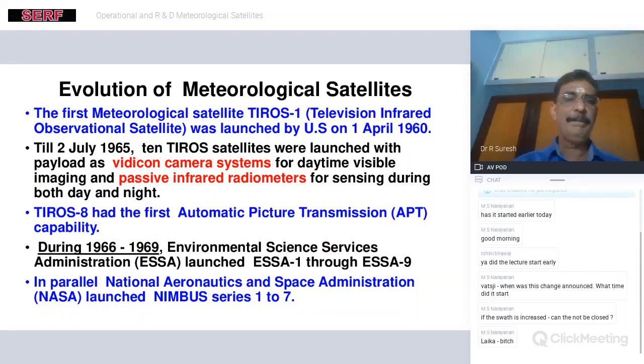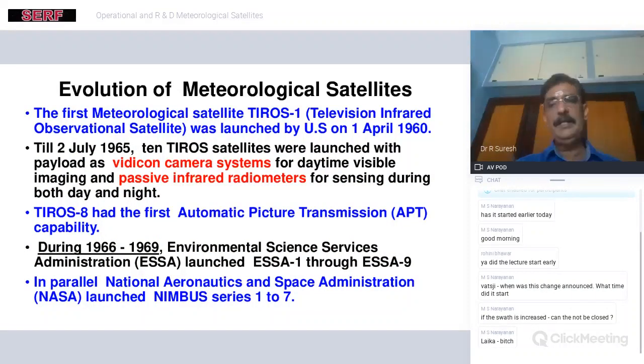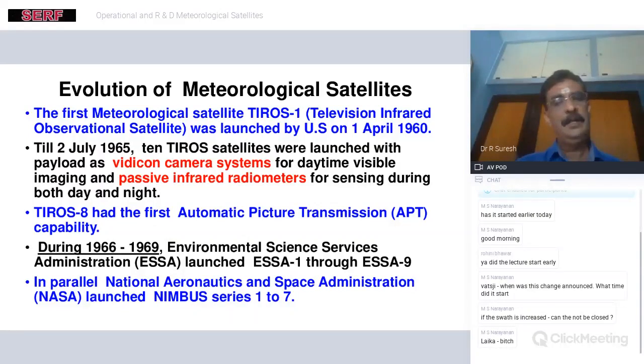From that period onwards, the meteorological satellites started coming in almost like a mushrooming way. So many satellites. In the current day, I cannot even think of how many are on orbit. The first satellite, TIROS-1, that is Television Infrared Observation Satellite, was launched by the US on 1st April 1960.